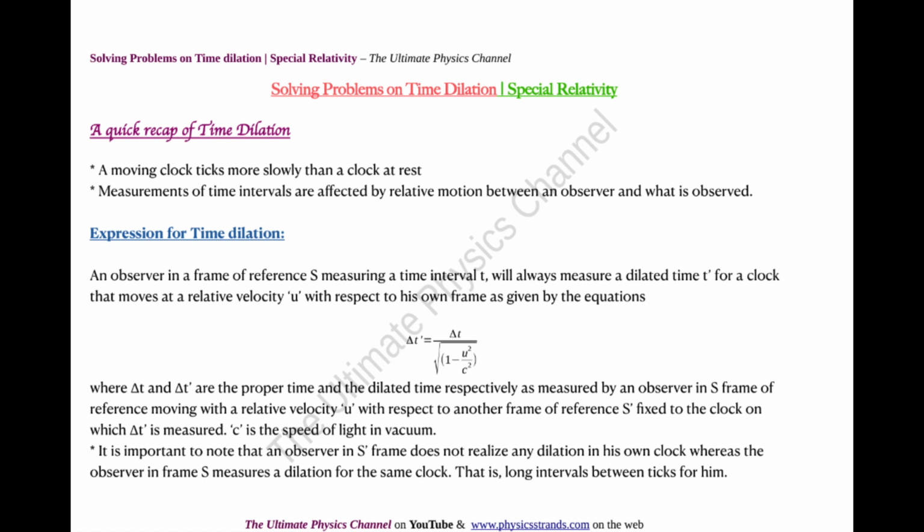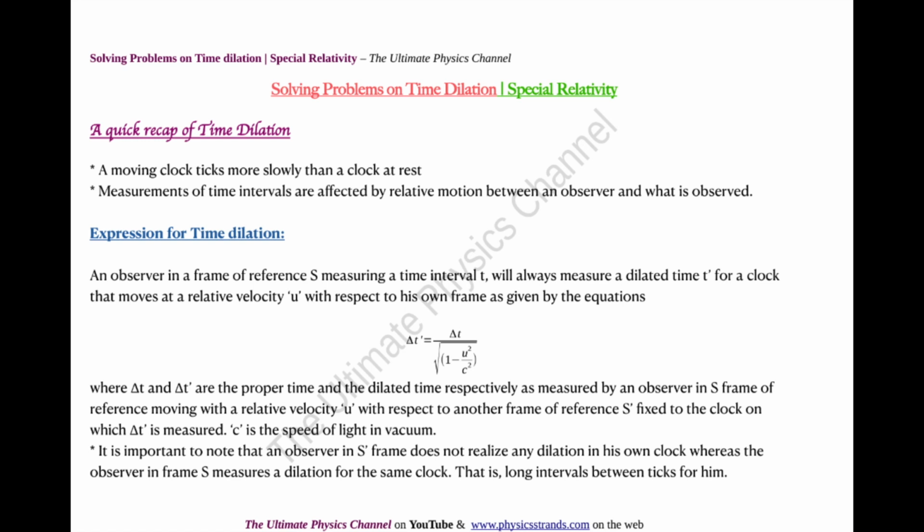where del t and del t prime are the proper time and the dilated time respectively as measured by an observer in S frame of reference moving with the relative velocity u with respect to another frame of reference S prime fixed to the clock on which del t prime is measured. C is the speed of light in vacuum, we know that. It is important to note that an observer in S prime frame does not realize any dilation in his own clock, whereas the observer in S frame measures the dilation for the same clock carried by the observer in S prime. That is the important point to note here.